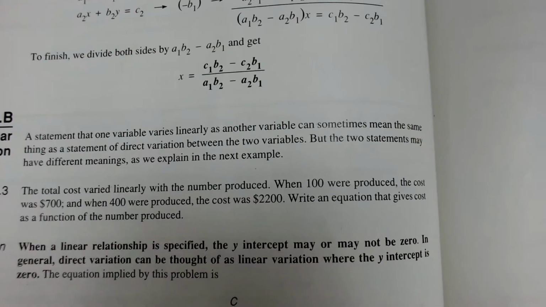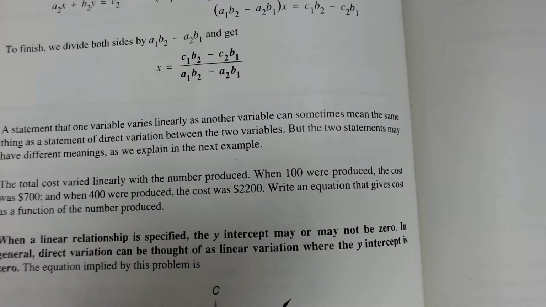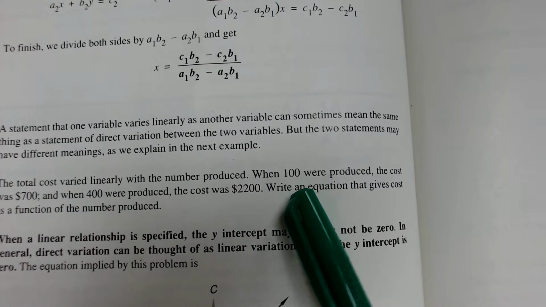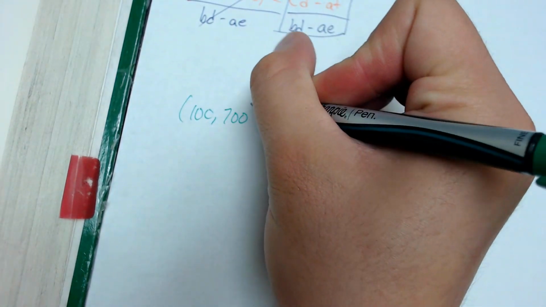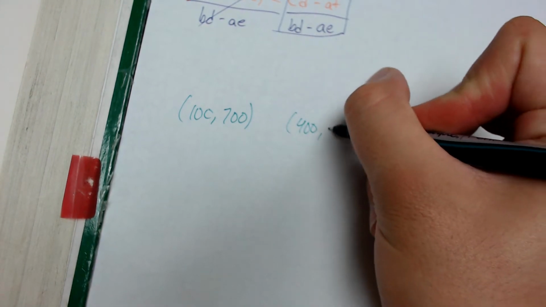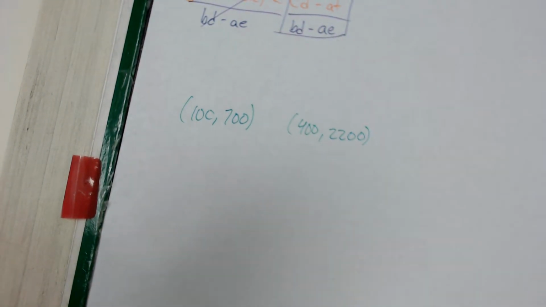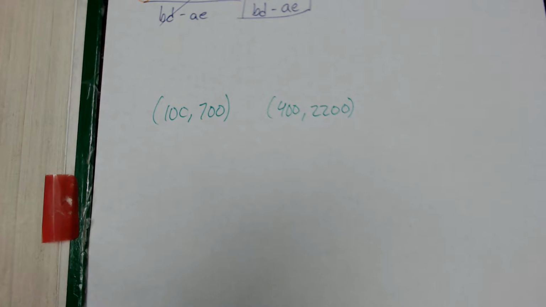So the first coordinate we're going to have is, if 100 were produced, the cost was 700. So 100 will be our x value, 700 will be our y. So we'll write that down as a coordinate point. We've got 100 items at $700. The next one is 400 items at $2,200. And again, this is just finding the equation of a line for a cost trend, and it's linear, so it's not going to have any curves or oscillations. It's just going to be a straight line.